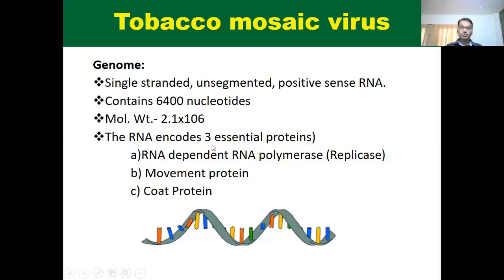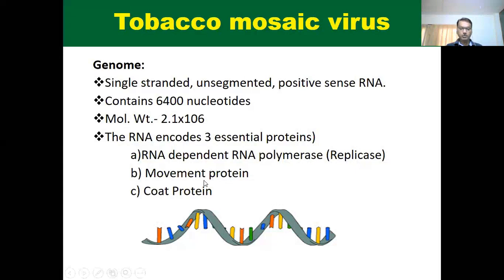The RNA encodes 3 essential proteins, the proteins responsible for growth and multiplication of TMV virus. What are those proteins, friends? RNA dependent RNA polymerase. RNA polymerase means the enzyme responsible to multiply or copy RNA. So that is called RNA polymerase. It is also called replicase.